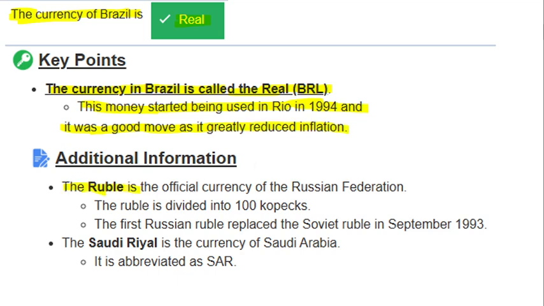The ruble is the official currency of the Russian Federation. The ruble is divided into 100 kopecks. The first Russian ruble replaced the Soviet ruble in September 1993. The Saudi Riyal is the currency of Saudi Arabia. It is abbreviated as SAR.